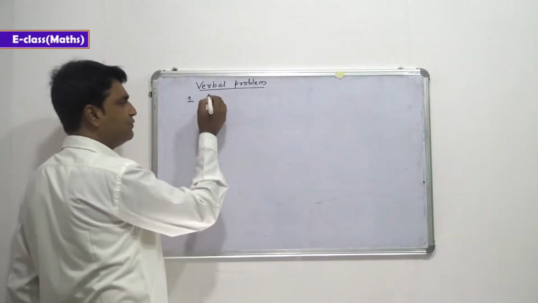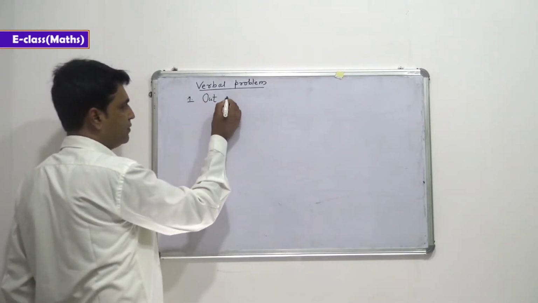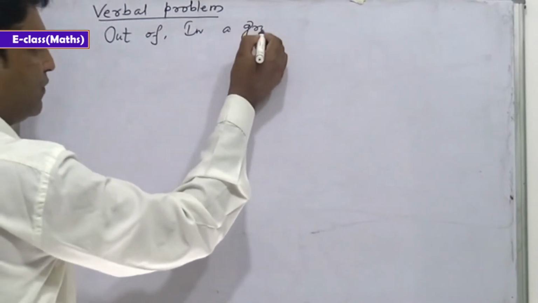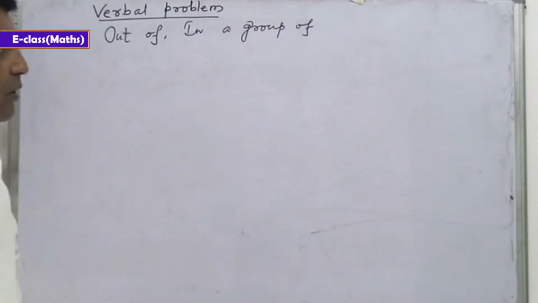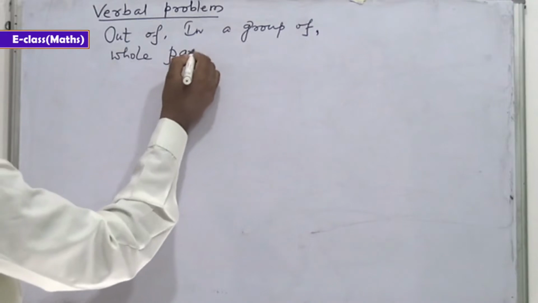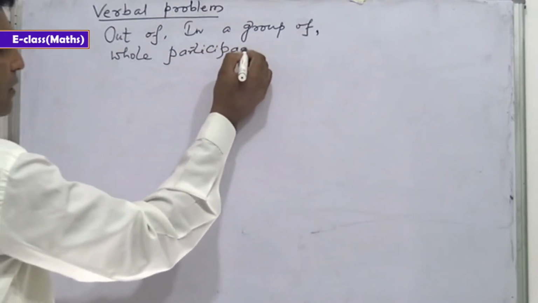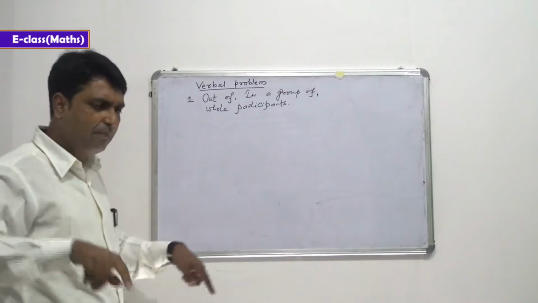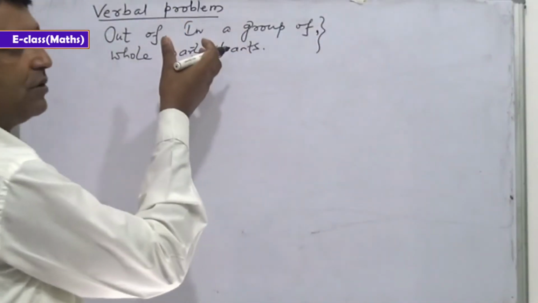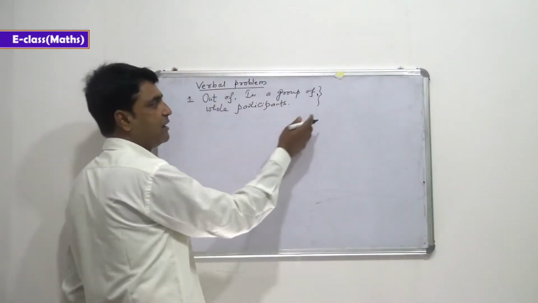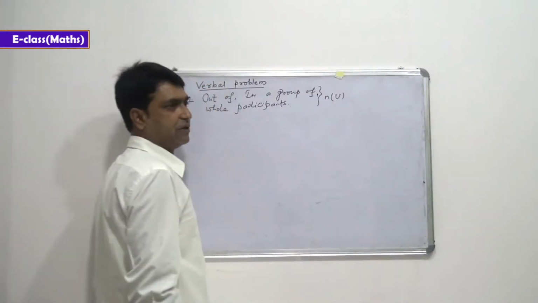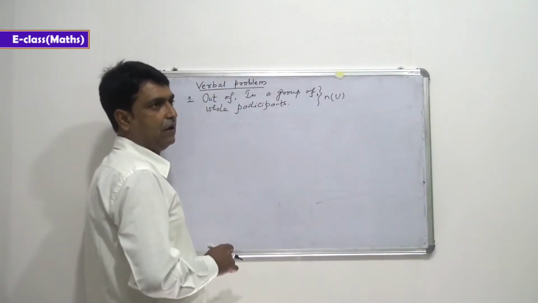In a question, if you find written there out of, or written there in a group of, or written there whole participants, under this circumstance, every member is collected there. That's why these entire terms, whatever I have written there, are considered as N of U, the cardinal number of the universal set.